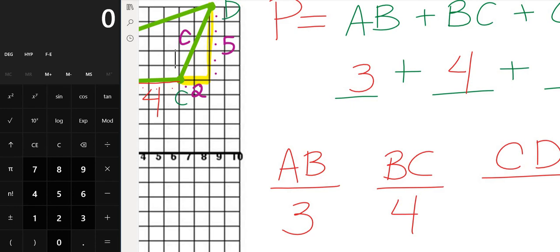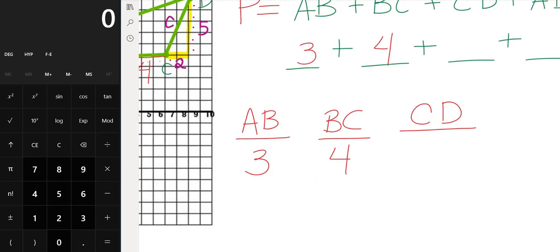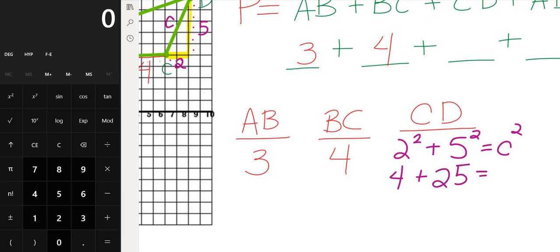So let me go to my spot where I can do some work. I'm going to put in 2 squared plus 5 squared equals my C squared. 2 squared is 4 plus 5 squared, which is 25, equals C squared. 4 plus 25 is 29. That's your C squared. We just want C, so we square root both sides, which cancels out the square.